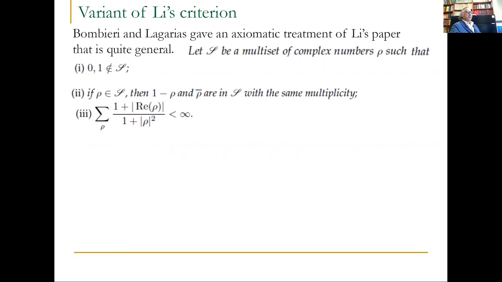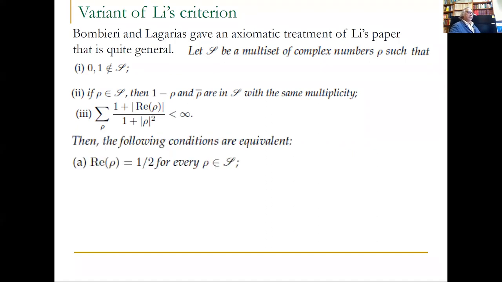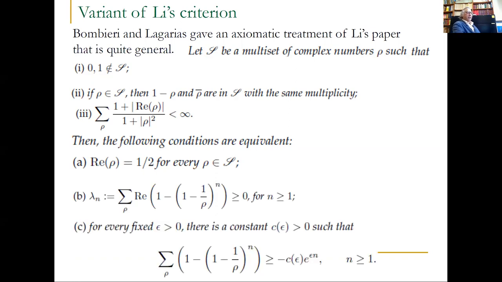All these zeta functions that we've ever seen in life, I suppose, at least in my part of the world, are all of order one, except for the Selberg zeta function, which is order two, but that's a different animal altogether. In the case of the classical L-functions, we have order one functions, and this condition three is always satisfied. Then the theorem of Bombieri and Lagarias is that the following conditions are equivalent. The real part of every element in the set is a half, which is equivalent to the Lie criterion, which is equivalent to this weaker criterion that all these numbers are bigger than minus C of epsilon e to the epsilon n.